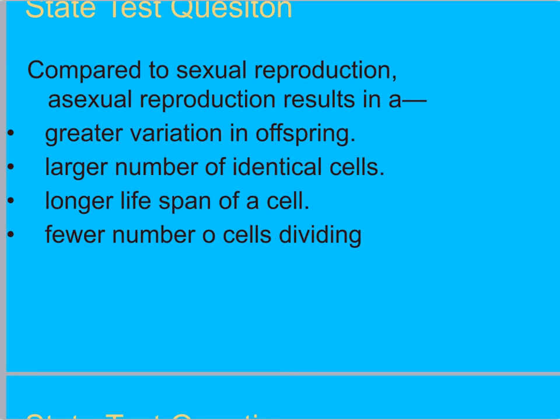Compared to sexual reproduction, asexual reproduction results in, so it's asking about asexual, do you get greater variation in offspring, a larger number of identical cells, longer lifespan of a cell, or fewer number of cells dividing? Hopefully you know asexual gives you a large number of clones, identical cells.